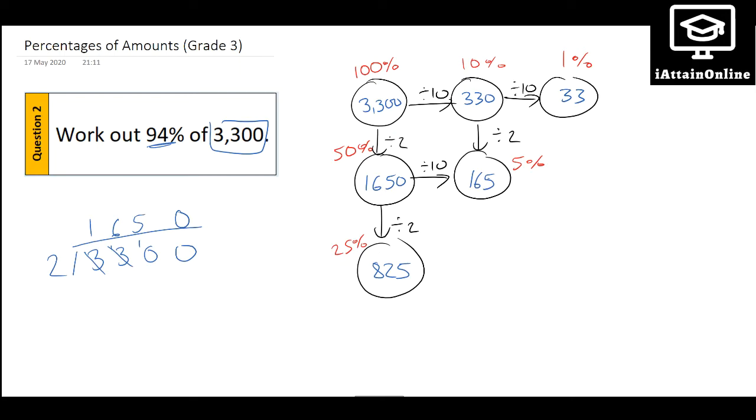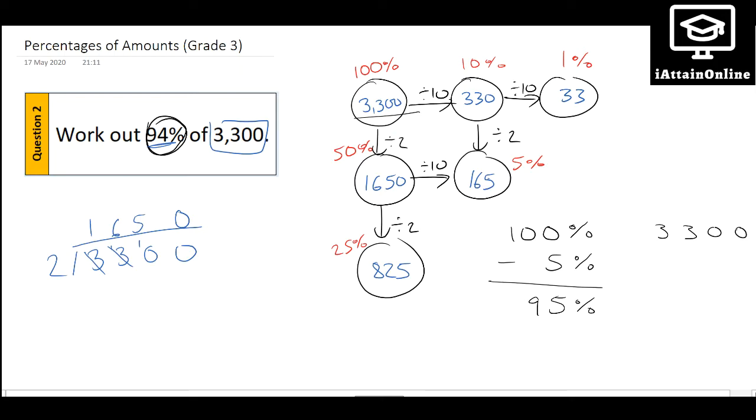Okay, now you're looking for percentages that either add up or subtract to get 94%. So in this example, what I would probably do is use 100% and then take away 5%, that's going to give me 95%. So 100% is 3,300. 5% is 165.